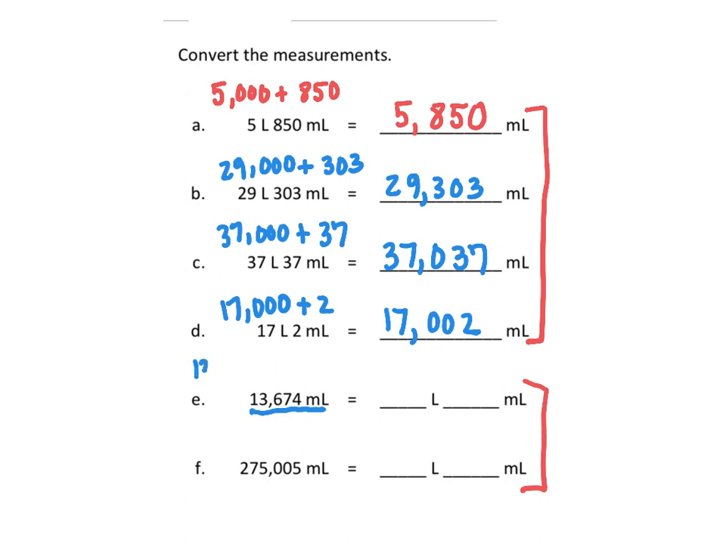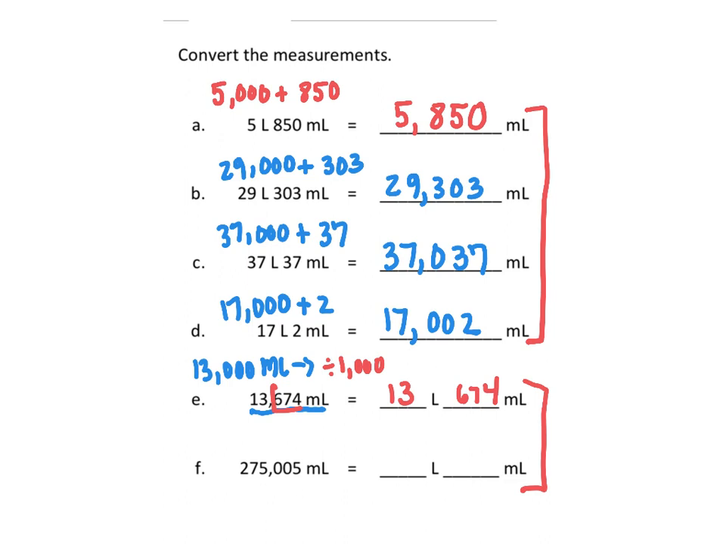So we have 13,000 milliliters, and we need to convert that into liters. So in that case, remember, we're going to divide by 1,000 because we're going back to liters. Divide by 1,000 to get to 13. And what's left over is this part, 674 milliliters.